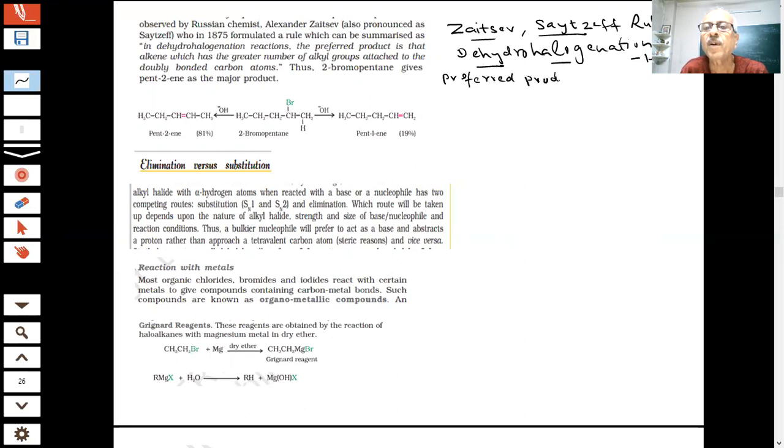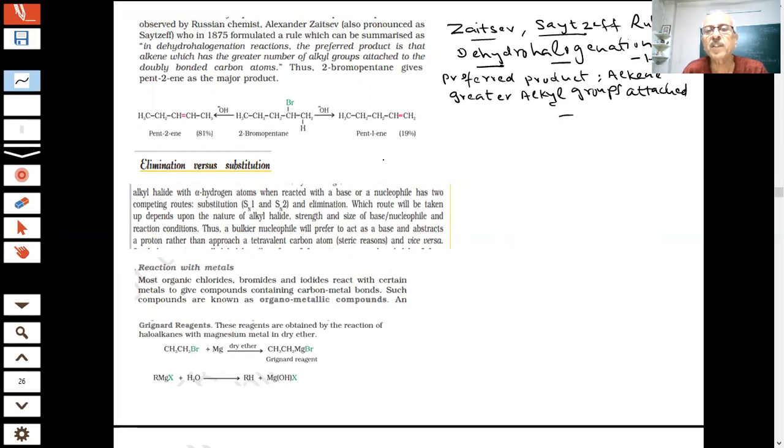the preferred product is the alkene which has the larger number of alkyl groups attached. And the reason, as you have seen and I have explained to you, is hyperconjugation. Any doubt? No, sir. Okay.